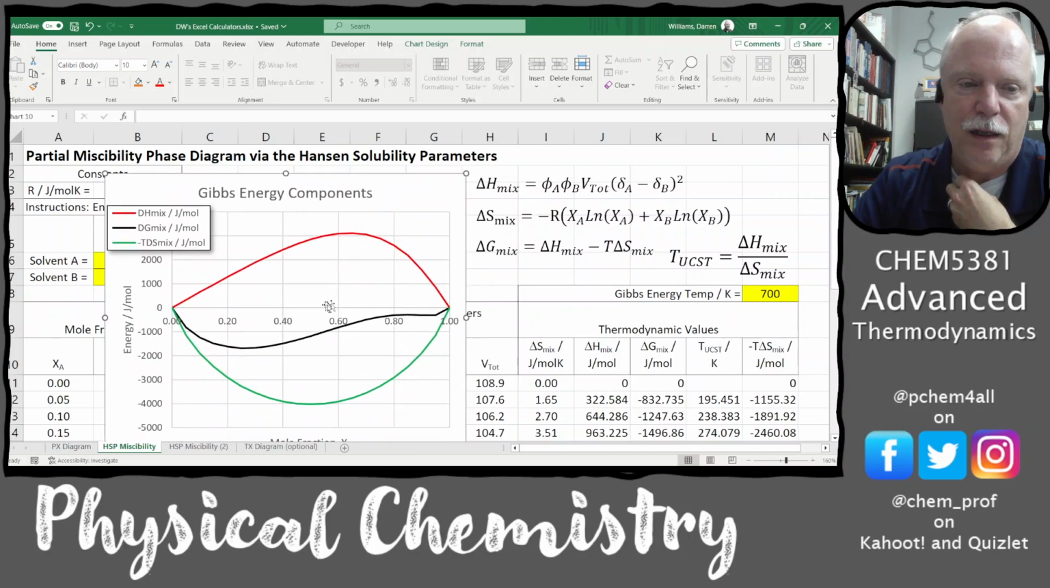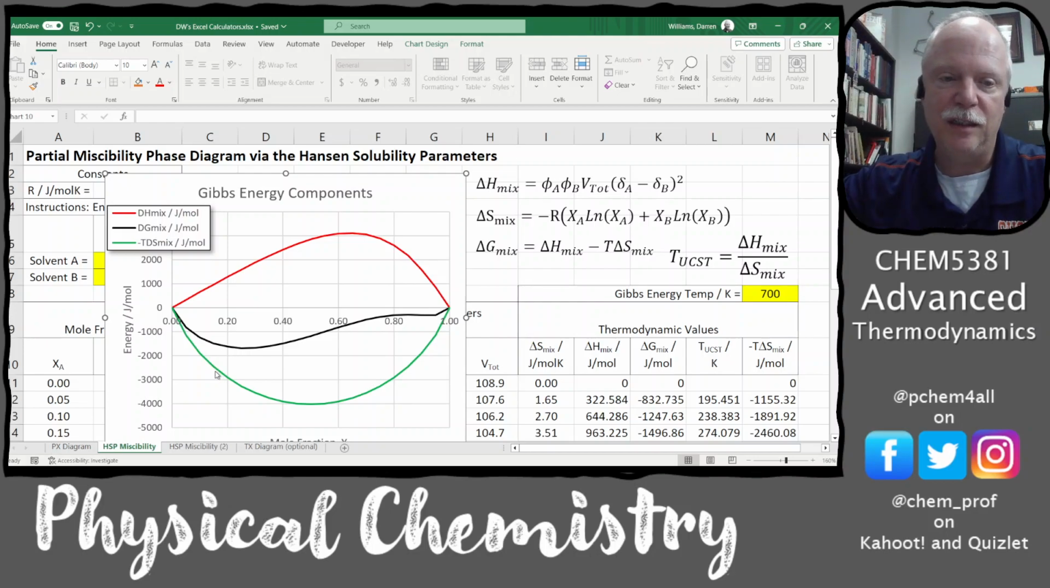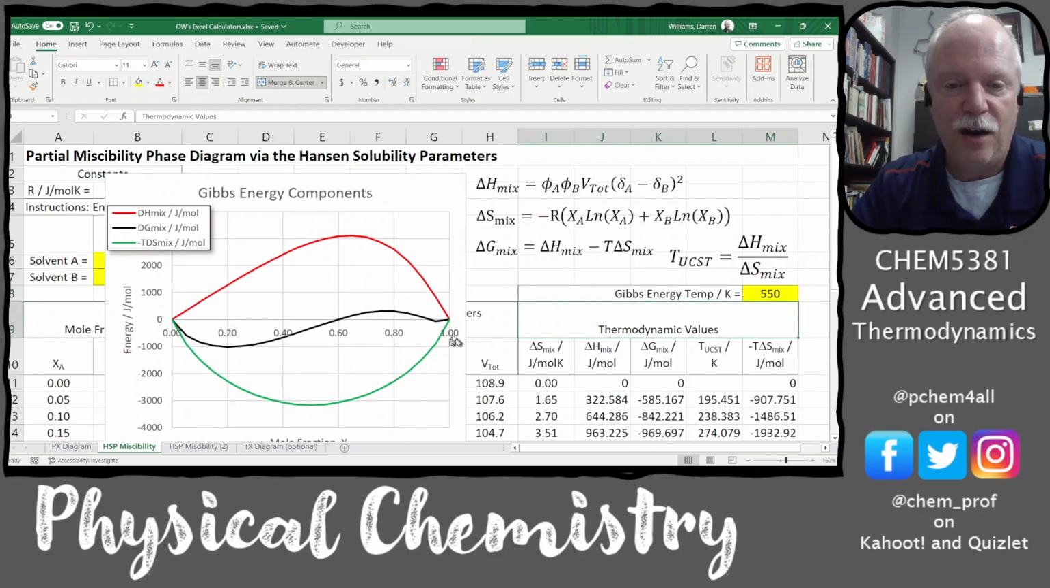So I've got the delta H of mixing in red, the entropy of mixing times temperature in green, and you see how those are in competition. If the entropy of mixing is especially low, because I have a high temperature, then I get a negative delta G overall over this whole area. If I bring that down to, say, 550, I've got an area where the Gibbs energy is negative, then an area where the Gibbs energy is positive, and an area where the Gibbs energy is negative.